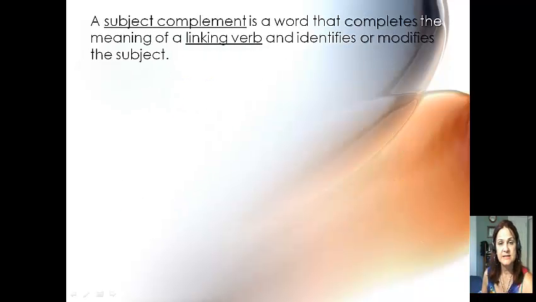Now, a subject complement comes in the predicate of your sentence. Remember way back when we started school, we had those lessons of the subject portion of the sentence, the object portion of the sentence. And then we looked at sentence complements. We looked at the complement for an action verb, which is your direct object and your indirect object. And then we also looked at your complement for your linking verbs. So a subject complement is your sentence complement that completes the meaning of a linking verb and identifies or modifies the subject.